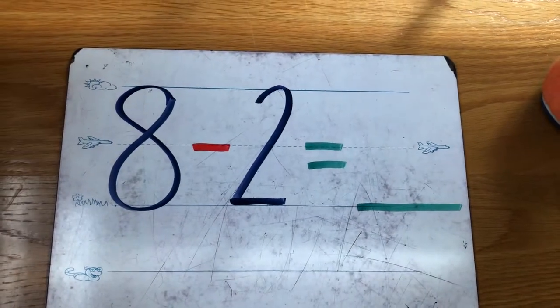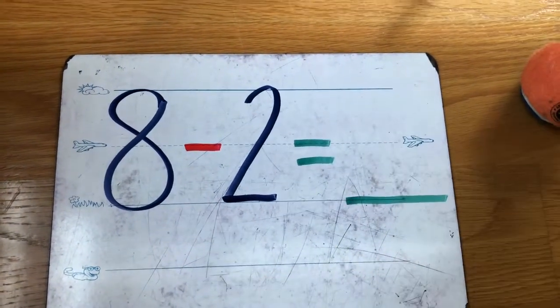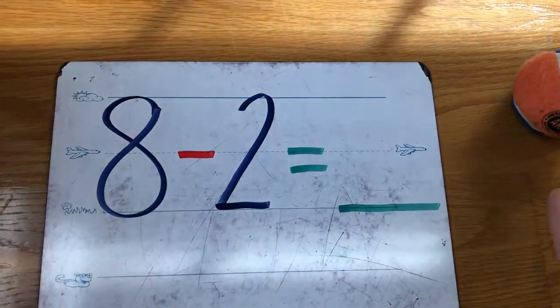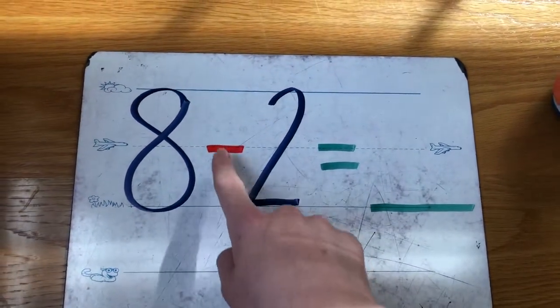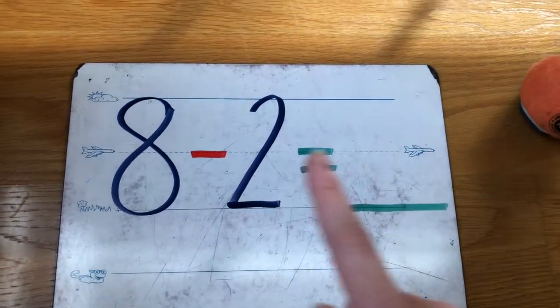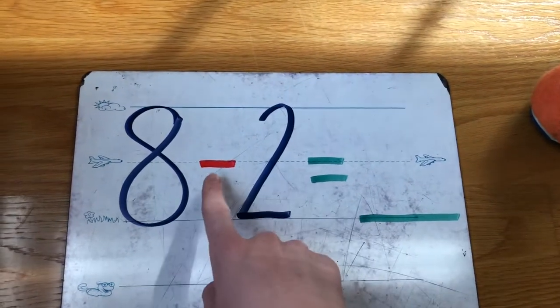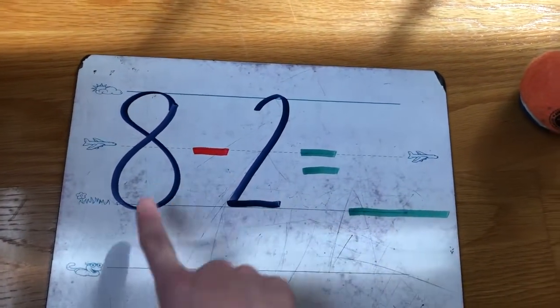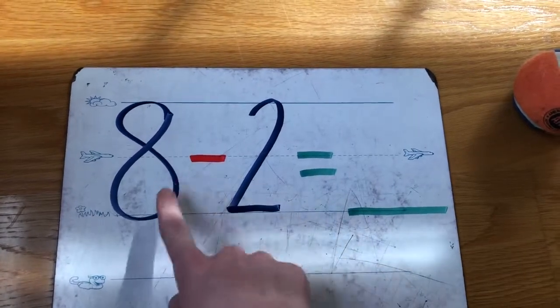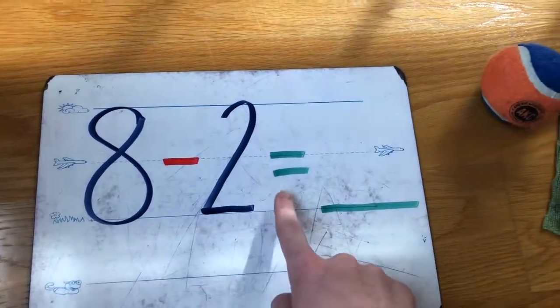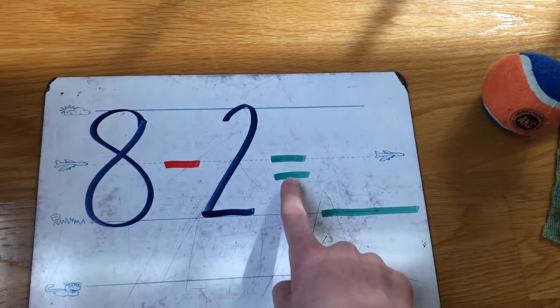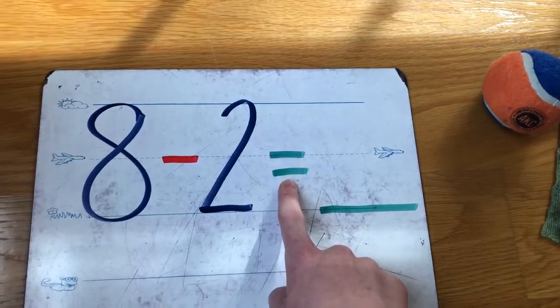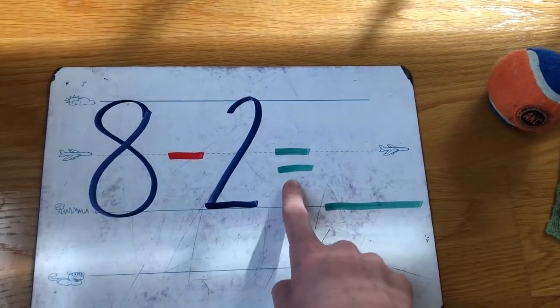And we know that subtract means take away. I use a minus sign. So when we see minus, that tells our brains that we are taking away. We start off with 8 and we're taking away 2. The equals then reminds our brains of what? It reminds our brains of how many we have left.